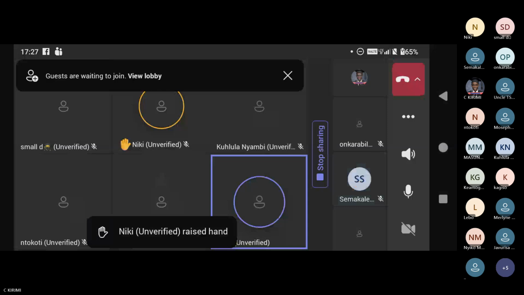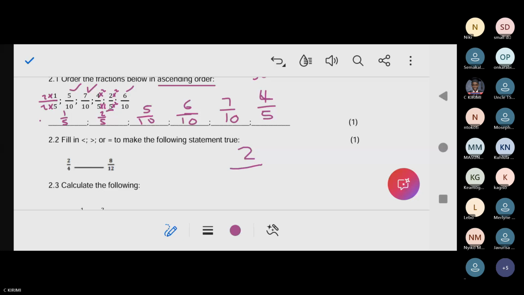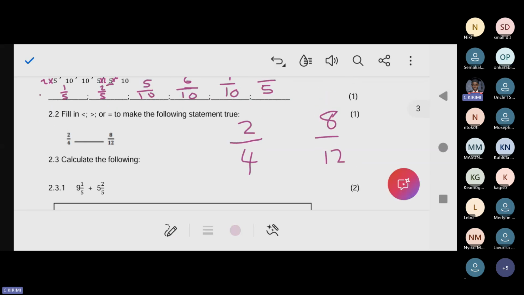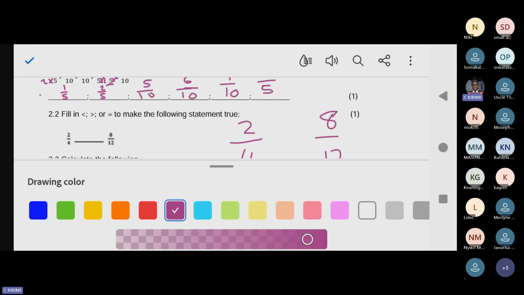All right. So the next question, we are saying fill in with less than, greater than, or equal to make the statement true. So we are saying 2 quarters, we are comparing with 8 twelfths. I told you an easy method of just cross multiplying and you check which one is bigger than the other one. How do you cross multiply?